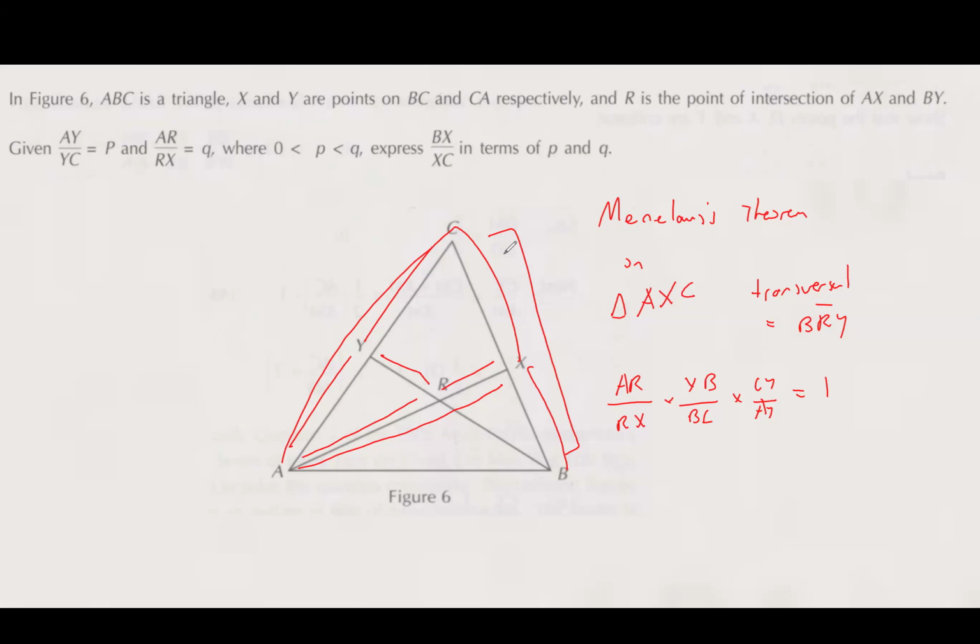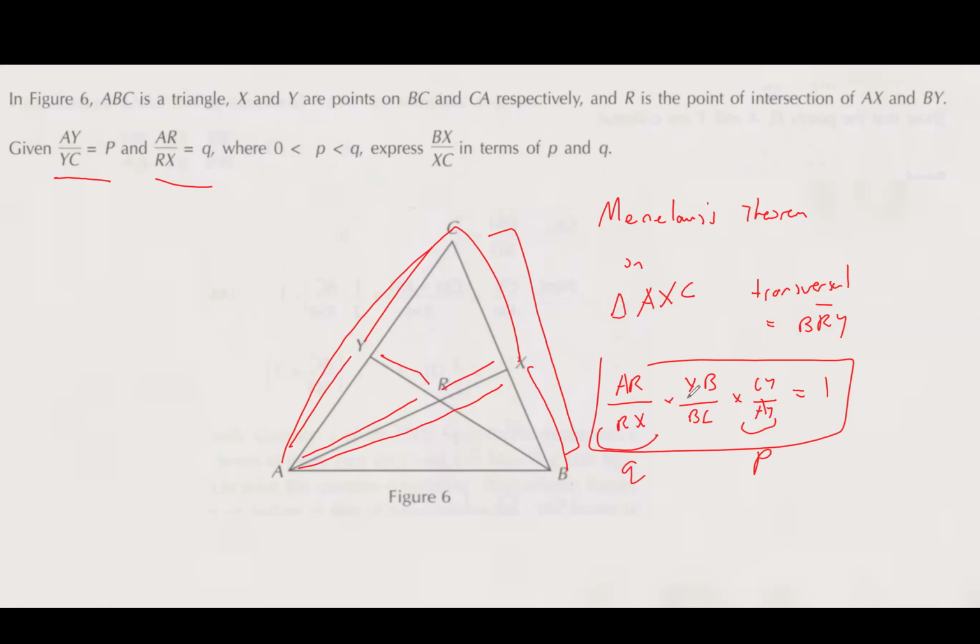So what do we already know? We know that AY over YC is equal to P, and then AR over RX is equal to Q, right? And then can you guys see where this takes us? Because what do we have here? AY over CY. Isn't that just P? And then AR over RX. Isn't that just Q? Right?